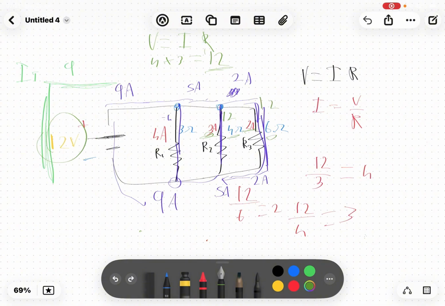So in parallel, the voltage is equal across the separate resistors. However, that's if you have a parallel resistor circuit, or it gets very complex. However, you just have to know that now.